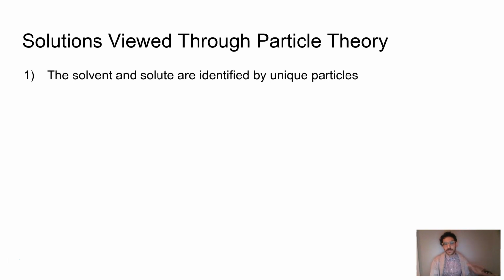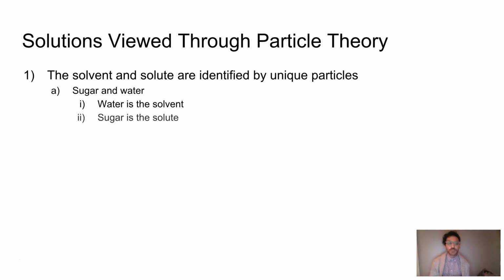Well, we have to know that a solution is going to have a solvent and a solute, and when we draw them using particle theory, we're going to identify them with unique looking particles. So let's use for an example a solution of sugar and water. Water would be our solvent here, and we're mostly going to talk about solutions with water as a solvent. We're going to focus on aqueous solutions, and those are ones that have water as a solvent. Aqua, water, wonderful. Sugar is going to be our solute, the thing that gets dissolved into the solvent.